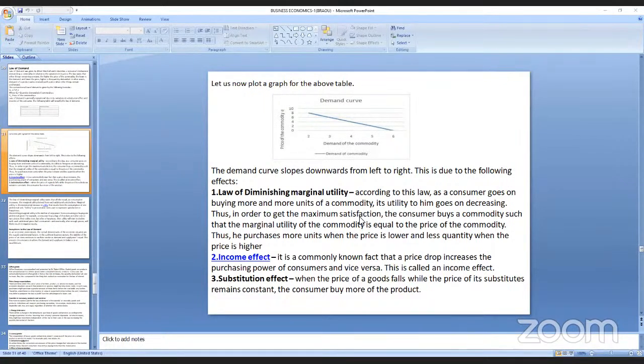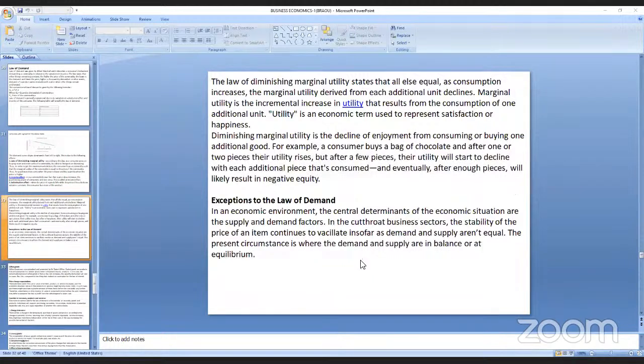And the substitute effect. Substitute means when the price of the goods falls while the price of the substitutes remains constant, the consumer buys more of the product. If not, you go for the next substitute, which is related to that. Again and again, we do the same, to get satisfaction. Yes, Yasmin? Good.